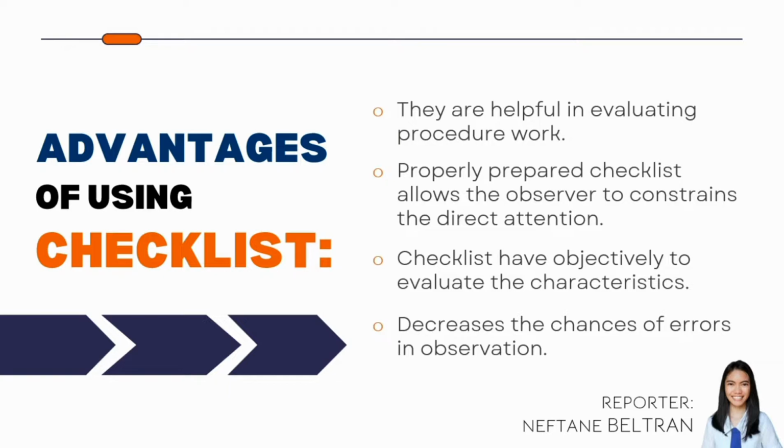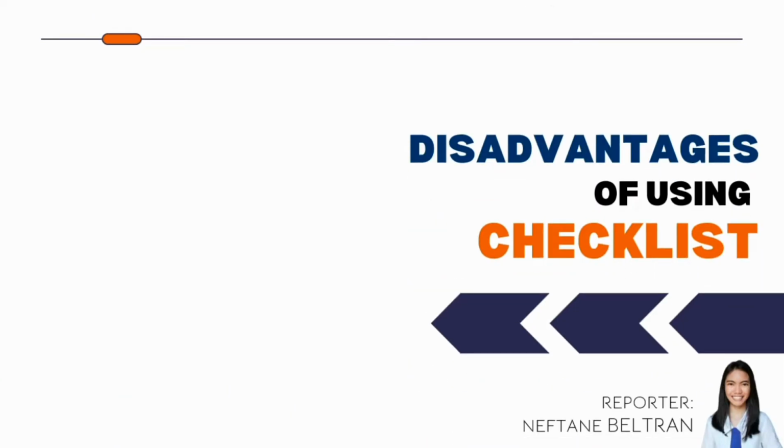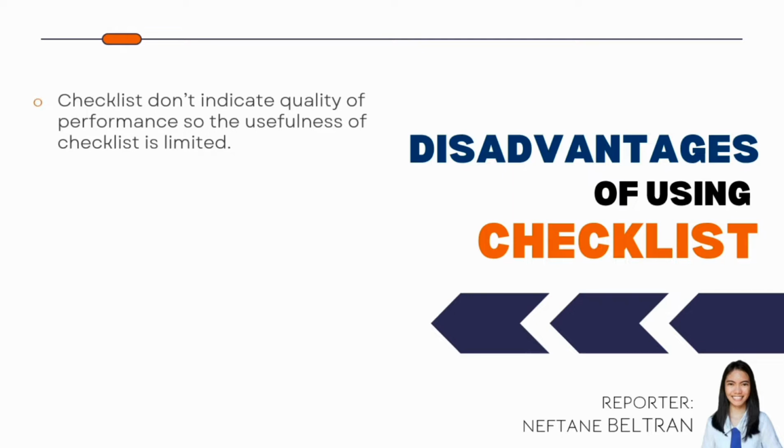So let's go to the disadvantages of using checklists. The first disadvantage is that checklists don't indicate quality of performance, so the usefulness of a checklist is limited. Whatever the teacher sees or observes, it is as if they just put it in their checklist without anything else, based only on the teacher's point of view.